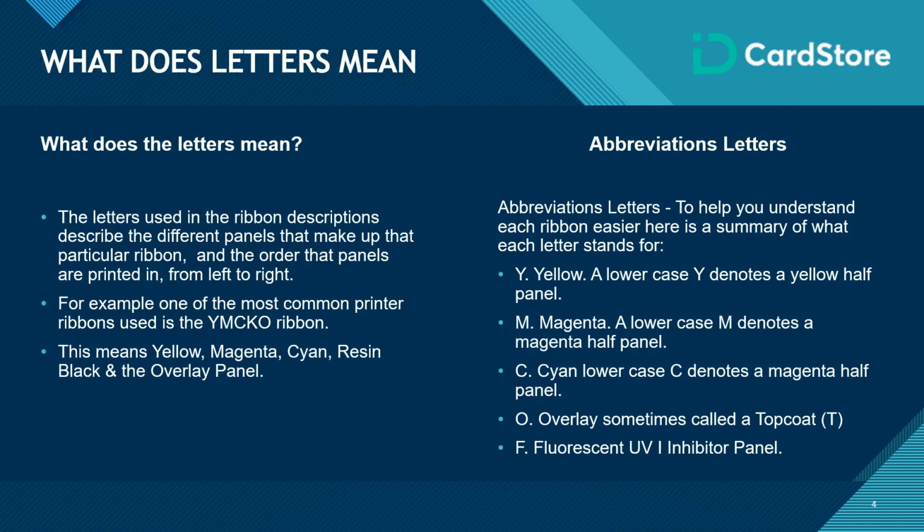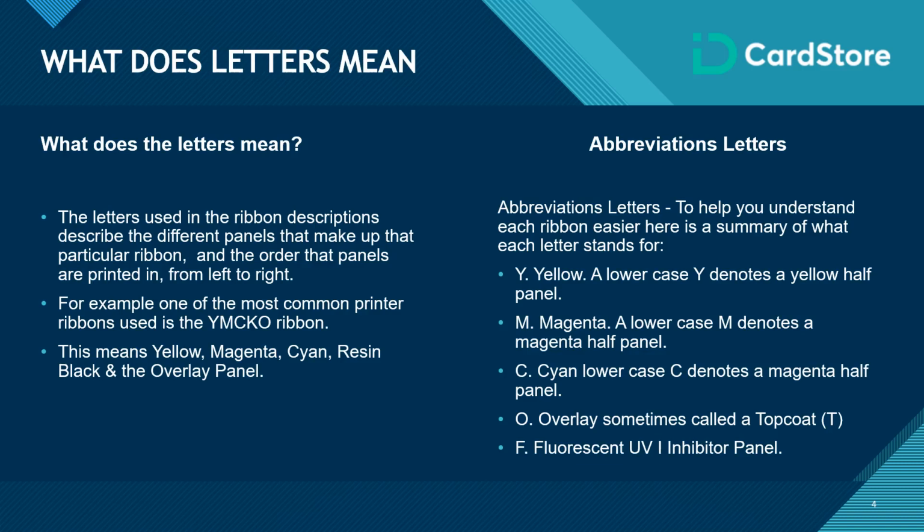To help you understand each ribbon more easily, here is a summary of what each letter stands for. Yellow. A lowercase y denotes a yellow half panel. Magenta. A lowercase m denotes a magenta half panel. Cyan. Lowercase c denotes a cyan half panel. Overlay, sometimes called a topcoat, T. Fluorescent, UV. I, inhibitor panel.